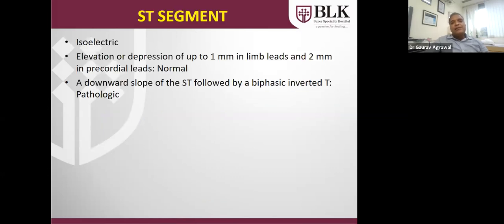Few words about the ST segment. It should be isoelectric. It should have the normal baseline as of the PR segment, and elevation or depression of up to 1 mm in limb leads and 2 mm in chest leads is normal. And if the downsloping ST segment is followed by a biphasic or inverted T wave, it is always pathological.